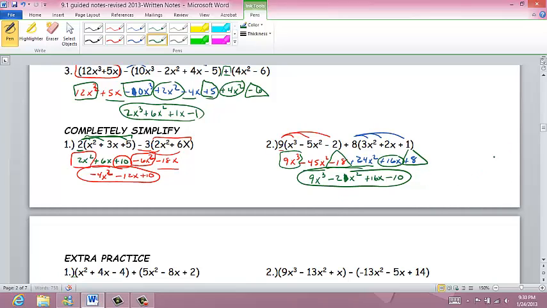And that is the end of this lesson. Tomorrow we will focus on multiplying polynomials, which isn't very difficult. It's very similar, but very important.